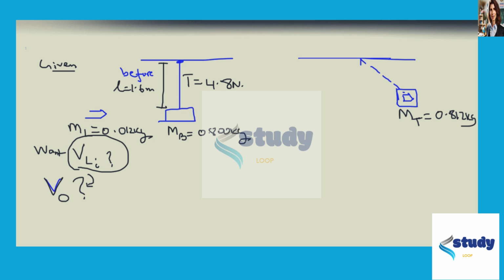And then something else that happens is now you have a final velocity of the block and the bullet, and then you also have the weight of the block and the bullet, m_t g. We have a component of the weight, which is m_t g cosine theta. This angle right here is theta.